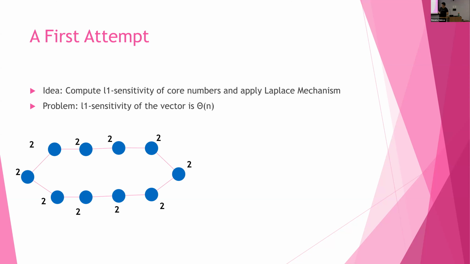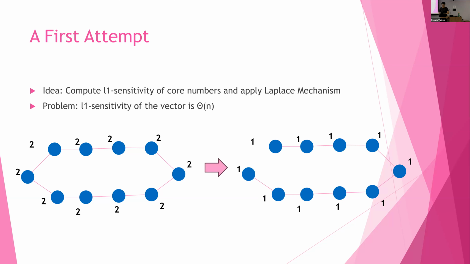To give an example proving that, let's look at the cycle of length n. In this cycle, you can clearly see that all of these have degree 2. So the core number of each vertex is 2. Now let's consider this graph when we remove a single edge. It becomes this line graph. And it turns out that all of the core numbers here become 1.